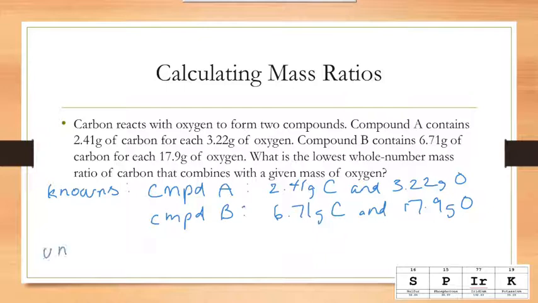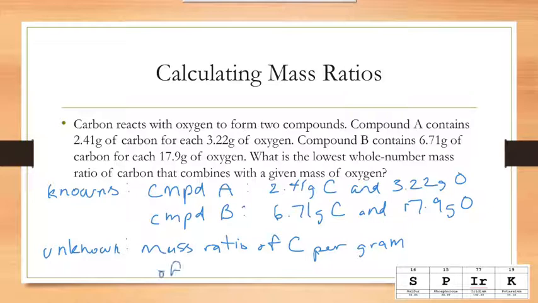And our unknown, what we're trying to solve for is the mass ratio of carbon per gram of oxygen in the two compounds.